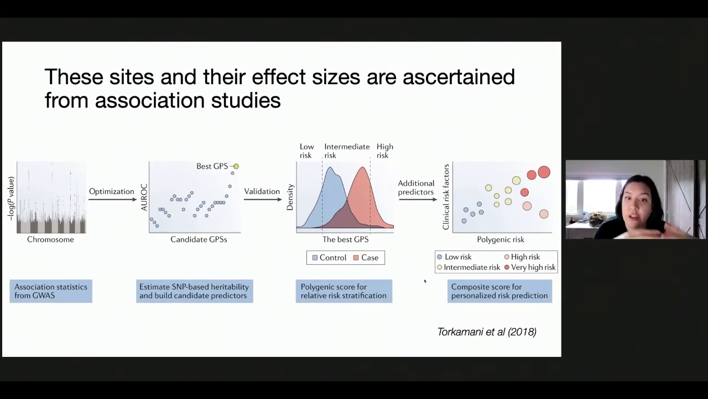And then once you have this genetic score, typically these are then combined with other known clinical risk factors, either existing clinical scores or individual risk factors, to have this composite score with the goal of having personalized risk prediction. So somebody would be able to combine both the genetic risk and the non-genetic risk into this score and get an overall metric of risk for an outcome.